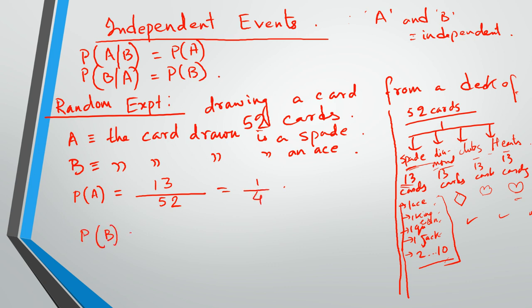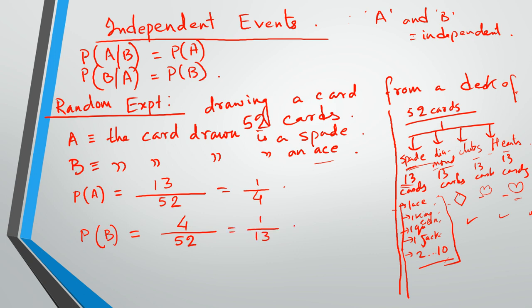So probability of B: the card drawn is an ace. I said every 13 cards, like spade, will have one ace, and then diamond will have one ace, clubs will have one ace, hearts will have one ace. So we have in total four aces, favorable events four, and total number of events is 52. This means 1 by 13.